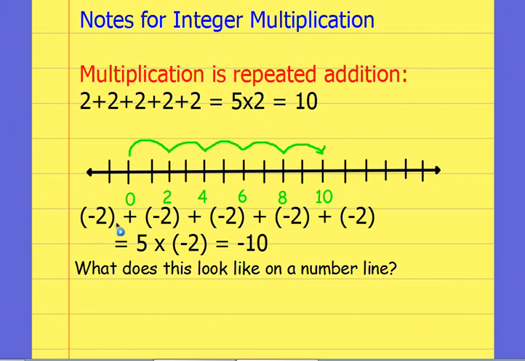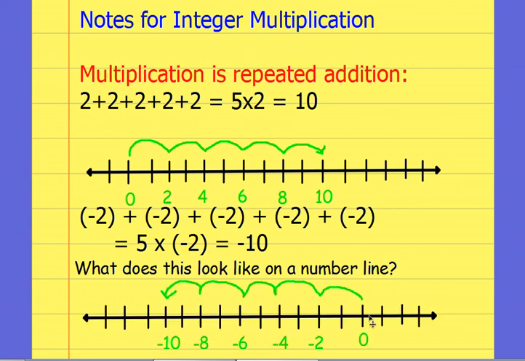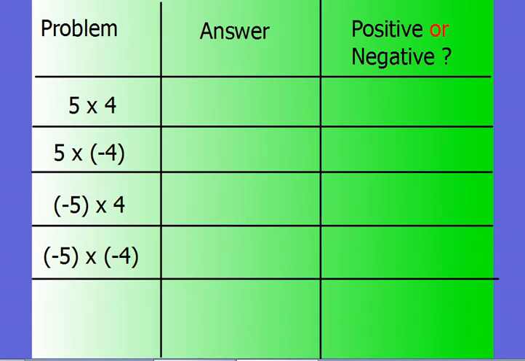Now down here I've got -2 plus -2 plus -2 plus -2 plus -2. So remember, positives go to the right, negatives will then go to the left. So this means I have 5 groups of -2. So that's just going to look like this. You're going to start at 0, 1, 2, 3, 4, 5. So 5 groups of -2. That's what it would look like on a number line, if you ever had a question like that.